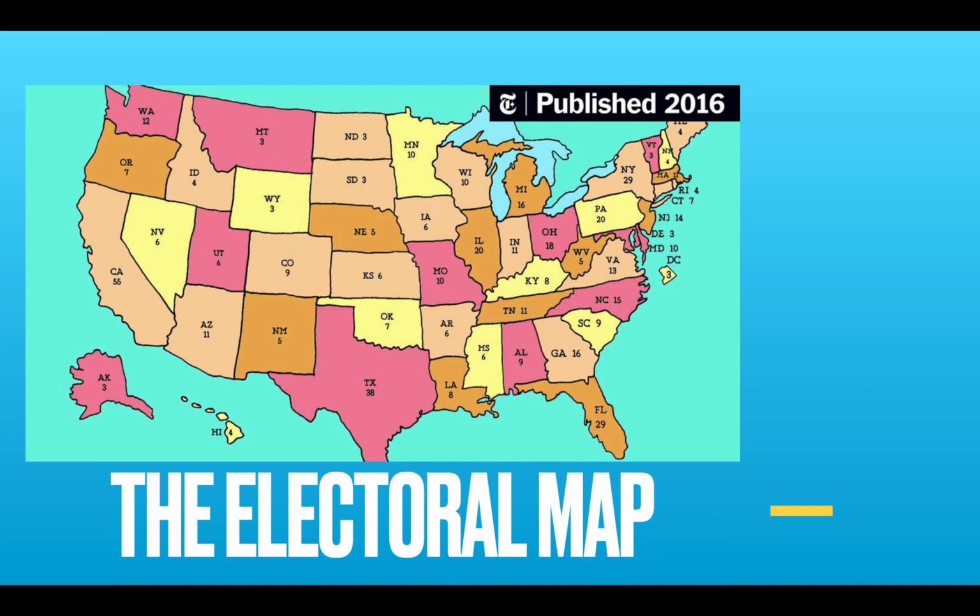Also, there are states that are safe states. You can almost guarantee that this state will go one way or the other. California, for example, 99% of the time you can say it's going to go blue. But with Texas, for the most part, you could say it's going to go red until this last election when they thought that it had the potential to go blue. Then with these smaller states, they're often considered battleground states.